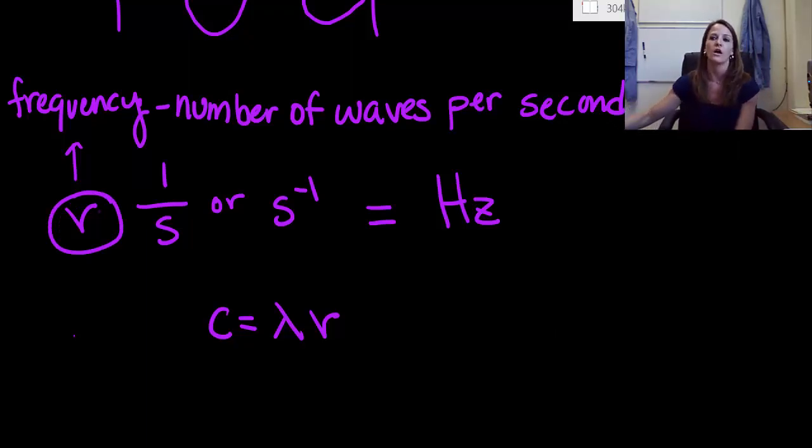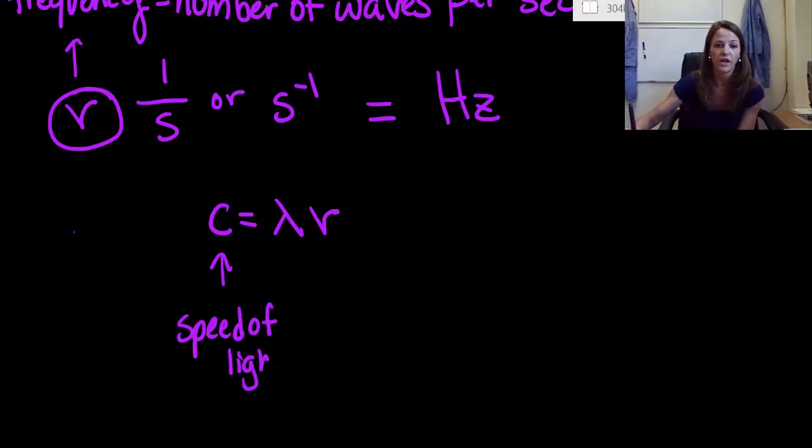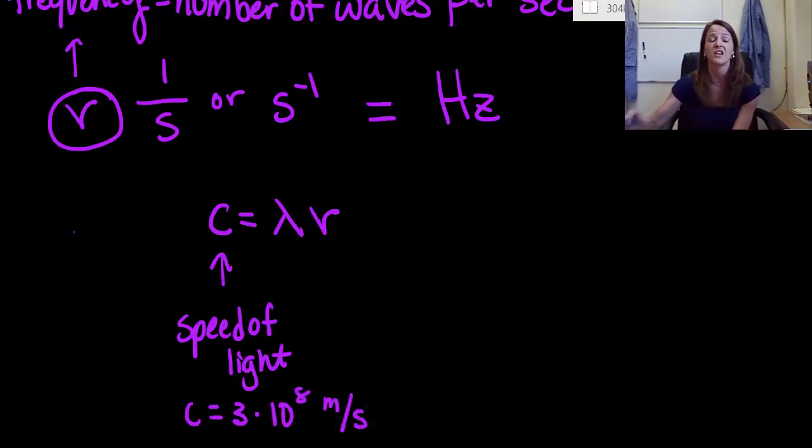And so our equation to relate these is you have the speed of light, which is represented by c. This is a constant. It's never going to change. Your speed of light is c, which is equal to 3 times 10 to the 8th meters per second. It's really fast, okay? 3 times 10 to the 8 meters in 1 second. That's really, really fast. Then you have your lambda, which is your wavelength.